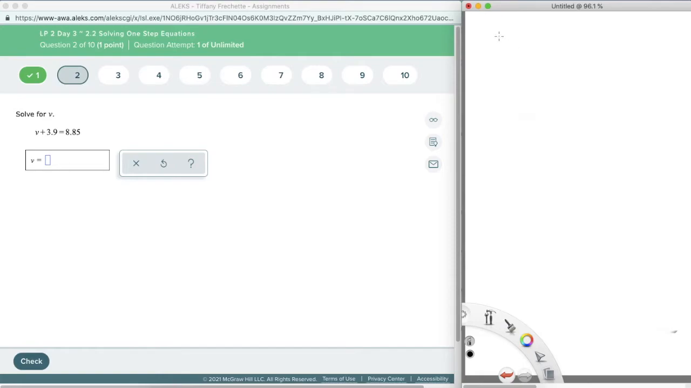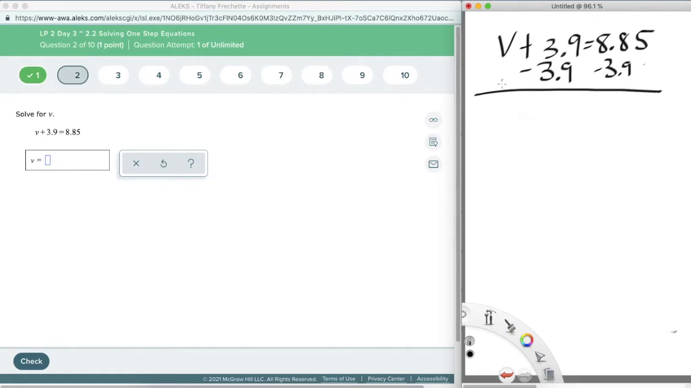So we have v plus 3.9 equals 8.85. So just like on the last one, I'm trying to get v by itself. So if I'm adding 3.9 on the same side, I want to move that away to the other side here. So I'm going to subtract 3.9 from both sides of my equation. V is going to drop down because I haven't done anything with it. 3.9 minus 3.9, any number minus itself cancels out. And then we're just going to start subtracting here. Remember, there's a 0. I've lined up the decimals, and I did that on purpose.